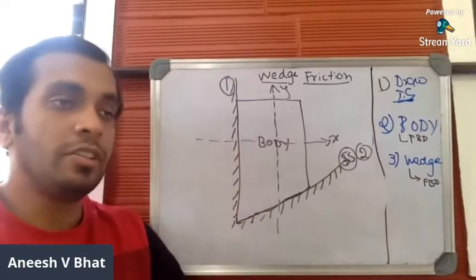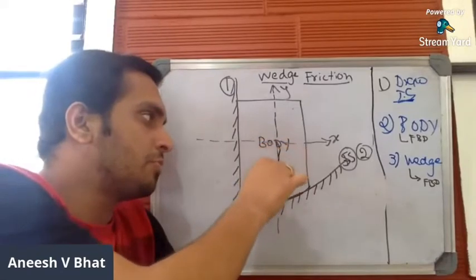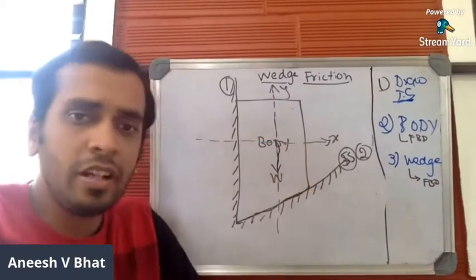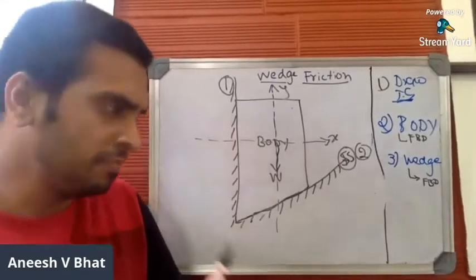Now, how to draw the free body diagram? You have drawn the coordinates. Now mark the self weight. You know the steps to draw the free body diagram, is it not? Self weight moves vertically downwards, and the normal reaction, obviously.